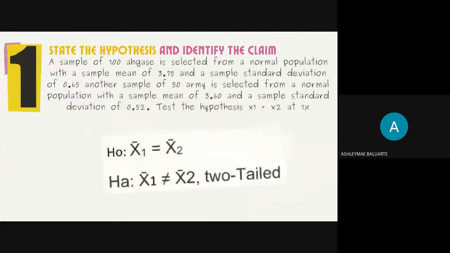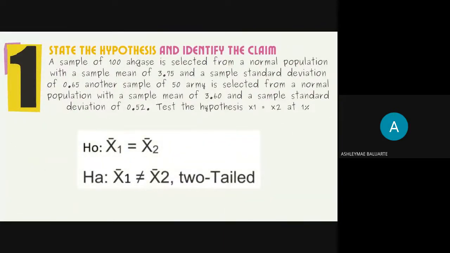So in this problem, the first step is we need to state the hypothesis and identify the claim. So for our H0, it's sample mean 1 is equal to sample mean 2. And for our HA, it's sample mean 1 is not equal to sample mean 2. Since wala namang kinlaim yung ating researcher, we're going to use the two-tailed test.